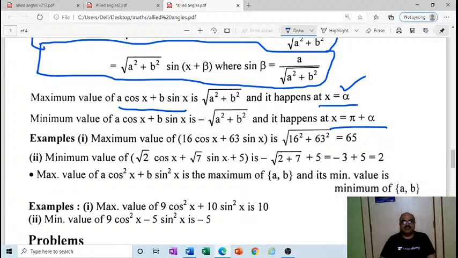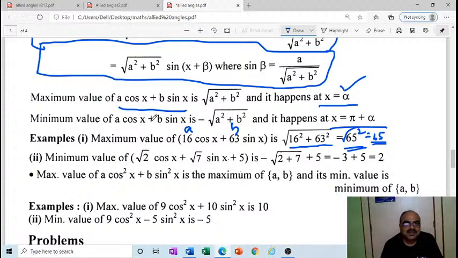Maximum value of 16 cos x plus 63 sin x is root of 16 square plus 63 square, which is 65. See here, maximum value of a cos x plus b sin x is root of a square plus b square. What is a? What is b? 16 square plus 63 square. 256 plus 3969, that is 65 whole square. Root of 65 whole square you get, it is 65.